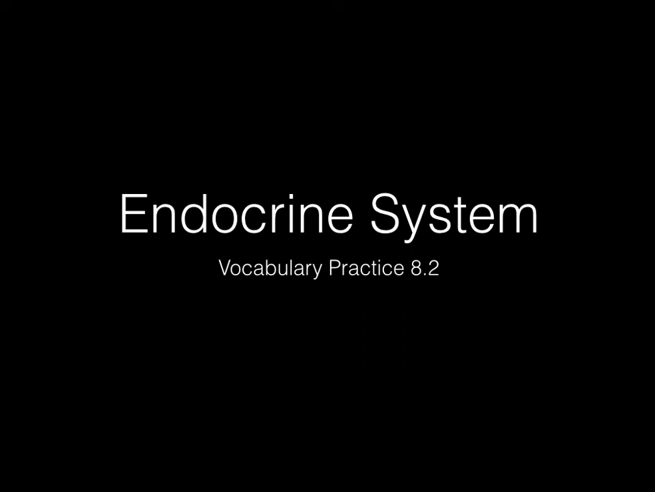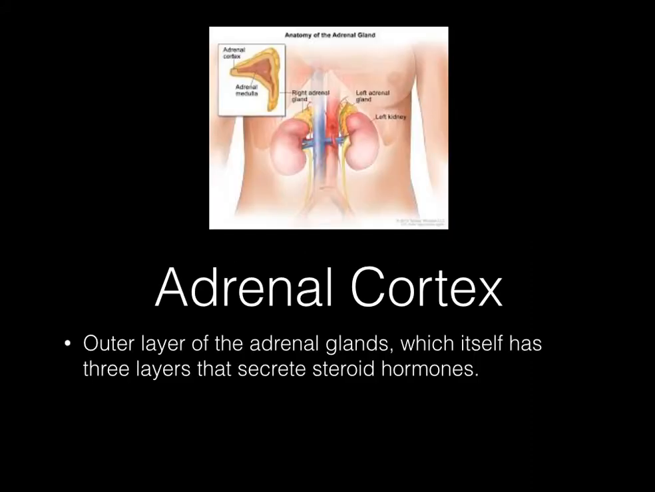Today we're going to go through some vocabulary practice for section 8.2 of the endocrine system, and we're going to go through a lot of anatomical features of the endocrine system. So make sure you're filling out your notes as you go, and make sure you write your 5 sentences as well. So here we go.